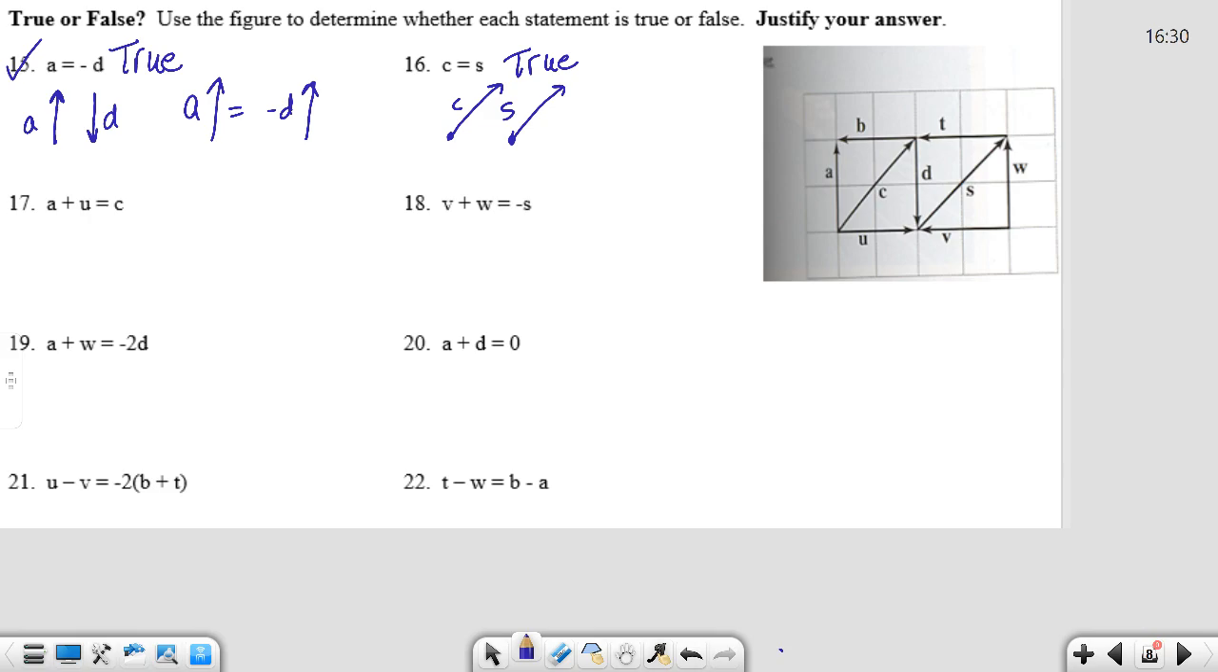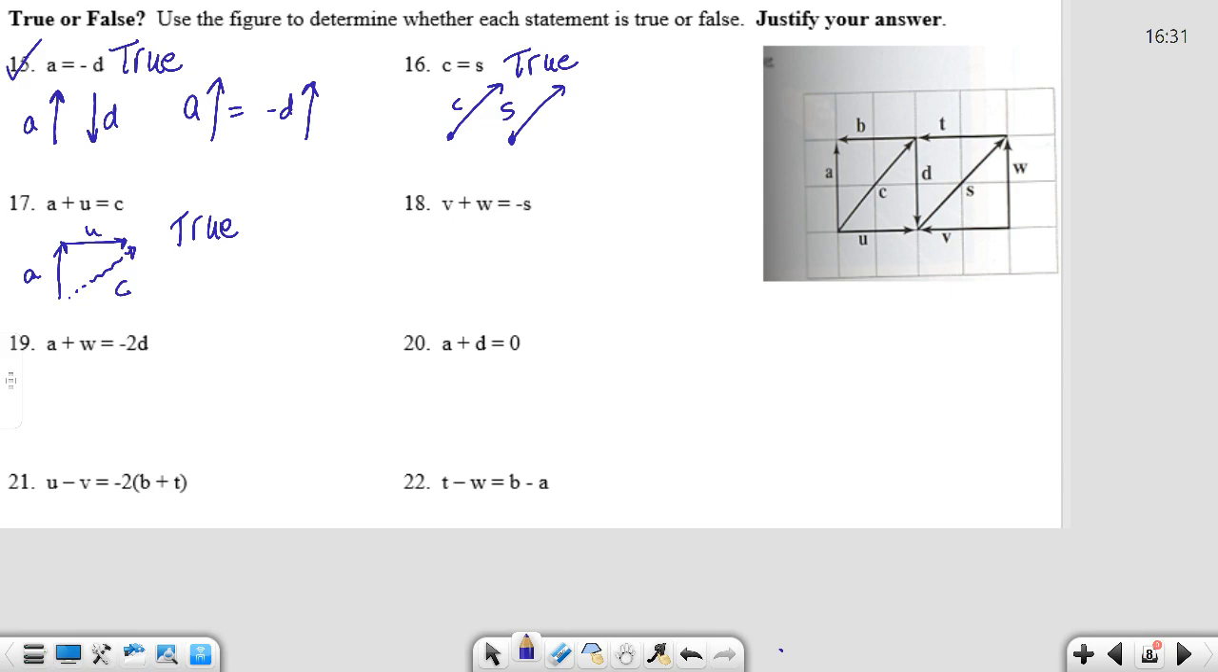Okay, our next one, A plus U, does that equal C? All right, let's check. Here's vector A plus vector U. Does that equal vector C? A, U. Yes, it does. That is definitely true. If you actually look at the components and give them their values, you would definitely see that number 17 is true as well.